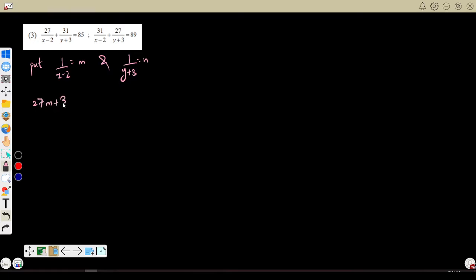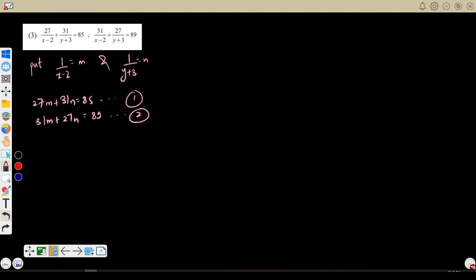27m plus 31n is equal to 85, which I mark as 1, and the second equation will be transformed as 31m plus 27n is equal to 89. I mark this equation as 2. So the equations have been converted into linear equations in two variables. I hope this step is clear to you. We have already done two questions of the same type.